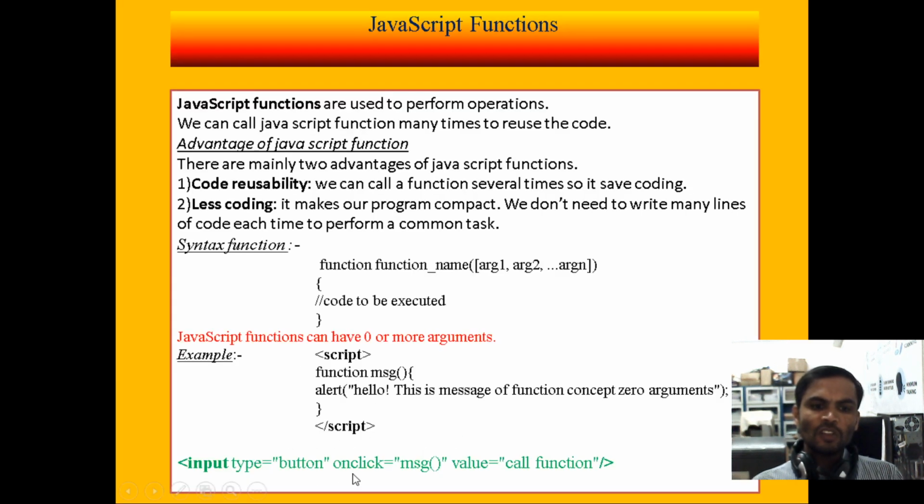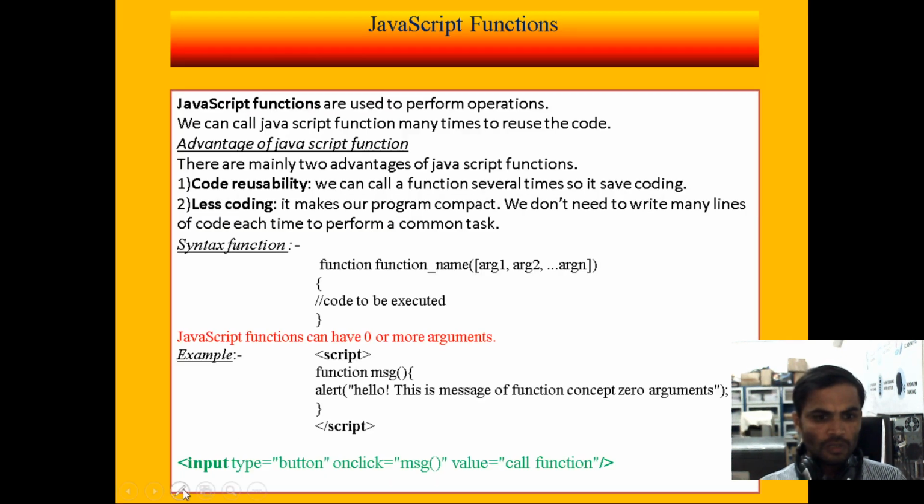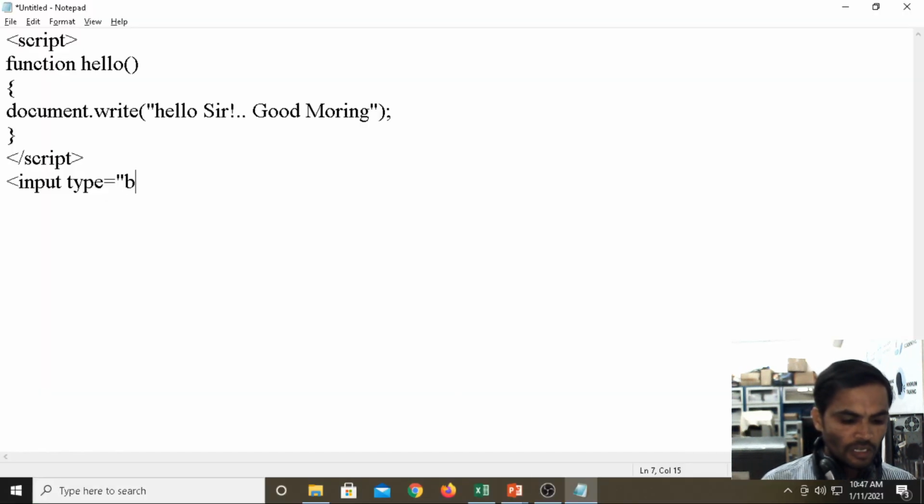Now if you want to call the function, we call it with the help of an attribute, the onclick attribute. Now we are creating a button. Input type equals to button. The type is a button type, not a text. The value we can give any name. The value of the input type button.